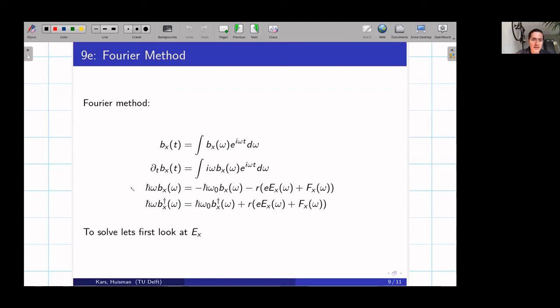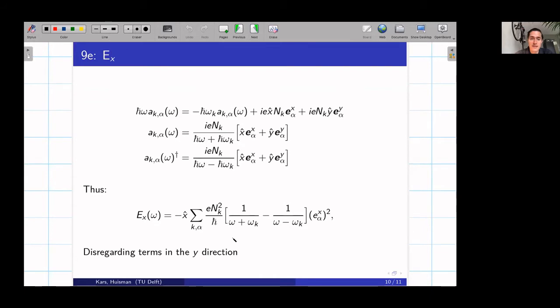And if you do that, I choose to not write down the integral and this e to the i omega t because it's annoying to carry that around. Then you obtain these equations of motion here. And what we want to do is solve for b_x and b_x dagger. In order to do that, we want to know what the solution for E_x(omega) is. This E_x(omega) consists of the creation and annihilation operators of the photons, so we need to look at the equation of motion for that.